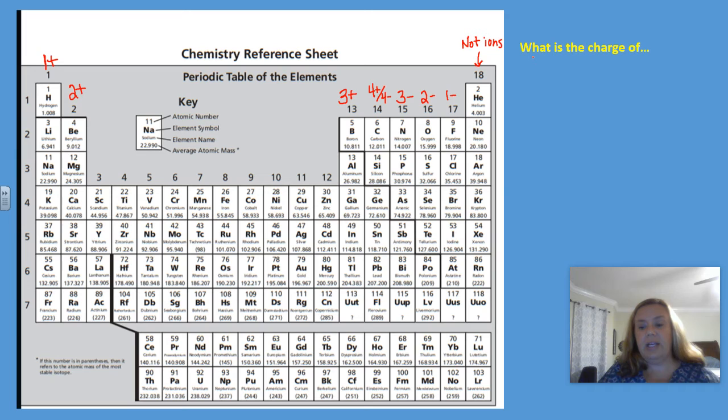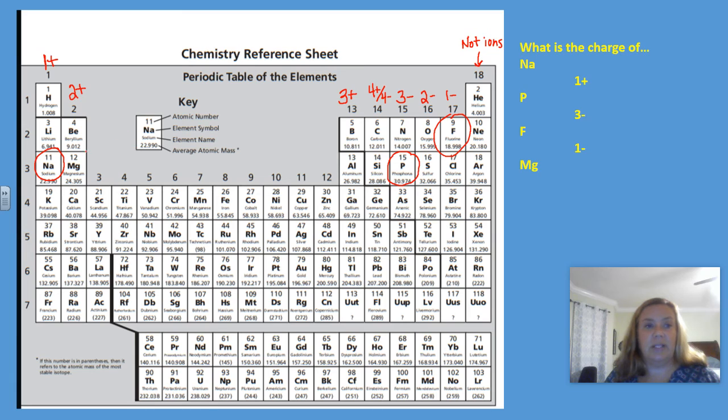So let's just do a quick recap. What is the charge of sodium? Find sodium on the periodic table. We see sodium has 1 valence electron, so it's likely to lose an electron. So that charge is going to be a 1 plus. We have phosphorus. Phosphorus is over here. It has 5 valence electrons, so it's likely to gain 3. Fluorine is here on the periodic table. It has 7 valence electrons, likely to gain 1.